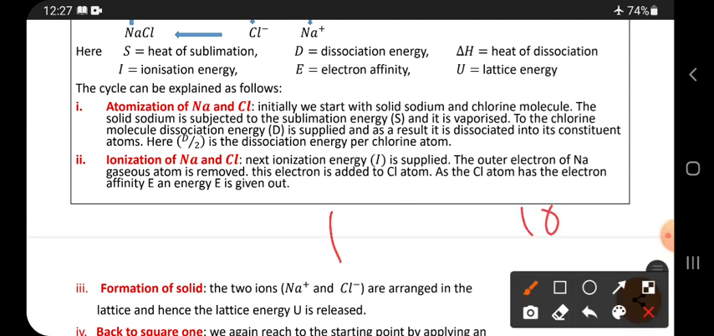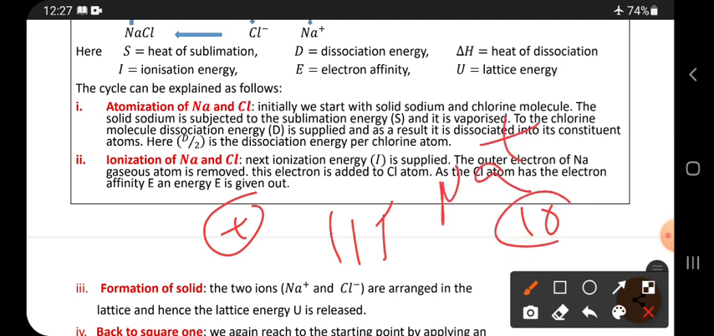But actually the protons are 11. So the excess is what we have to show on it. That is why we show it like this: only 10 electrons but 11 protons. One proton is in excess, and that positive charge is shown like this.